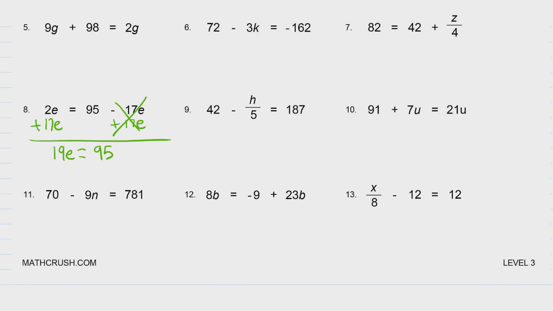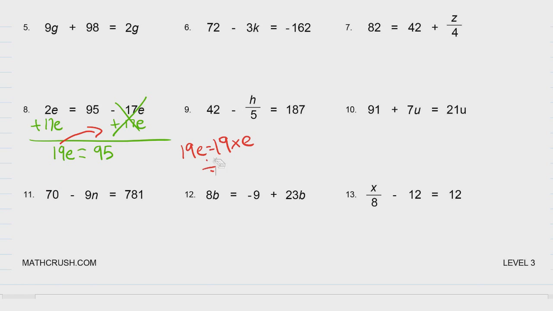And the e is looking at the 19 and going, dude, the 95's over there. Why don't you go join them? And this 19's like, yeah, man, you're right. I should go join the 95. So the 19 gets sent over to the opposite side. So we do the opposite operation. 19e is the same thing as 19 times e. So the opposite operation is division.